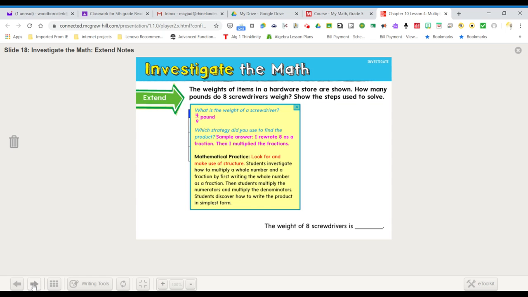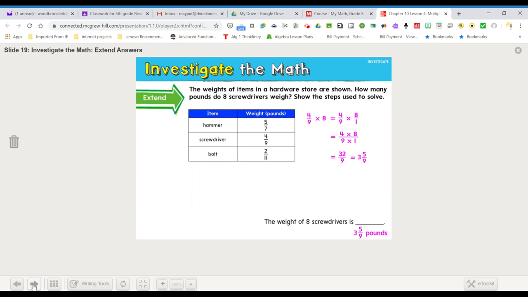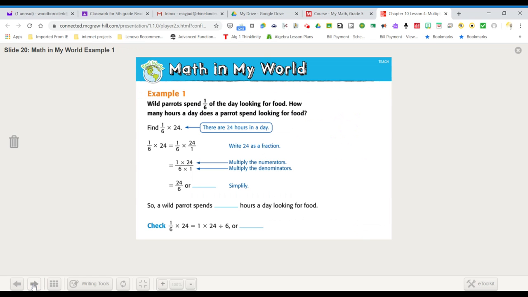If you need to pause your video to get to that page, go ahead. As we look at today's assignment, Math in My World, example 1: wild parrots spend 1/6 of the day looking for food. How many hours a day does a parrot spend looking for food? So 24 hours in a day, that's where they got the 24 from. They wrote out 1/6 times 24.